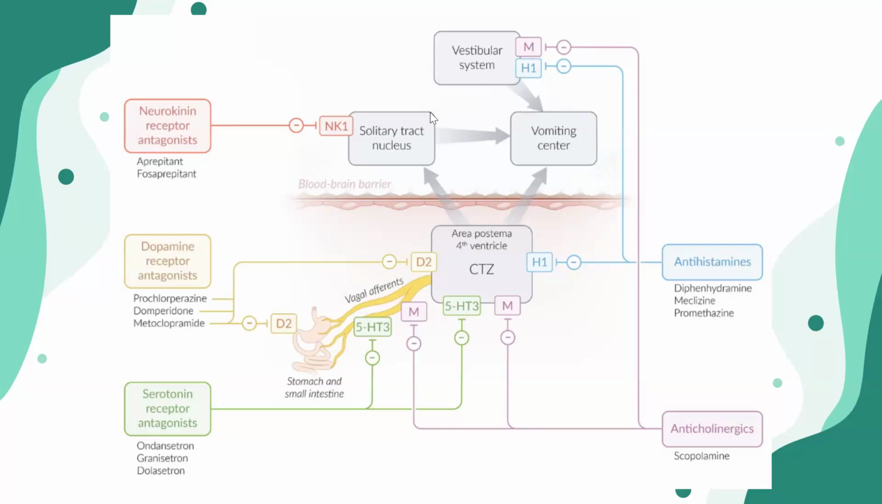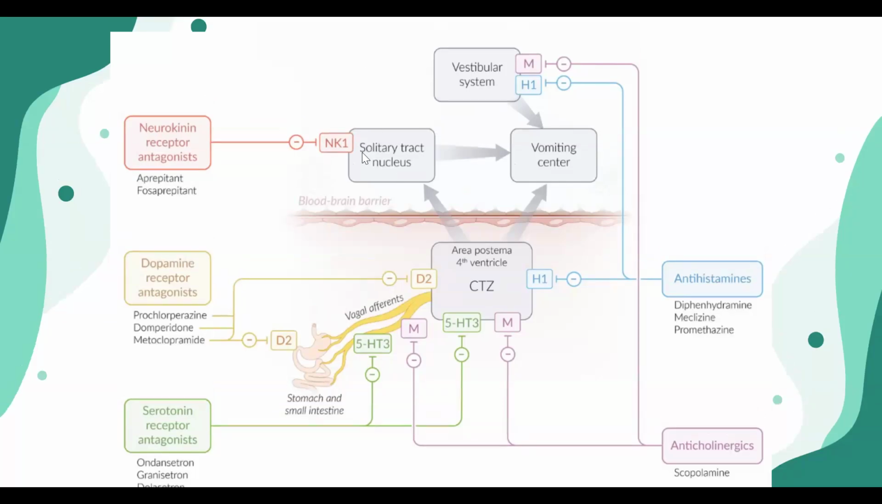Next up, we have the nucleus tractus solitarius, which only has neurokinin receptors. And if we suspect that this is the part that's getting affected, we would prefer to give something such as aprepitant, which is not very high yield for you guys to know, but it's good to know anyways. And then the last stimulus that provides input to the vomiting center is the chemoreceptor trigger zone, which is present within the area postrema, and the area postrema is in the fourth ventricle. So this has all sorts of receptors on it.